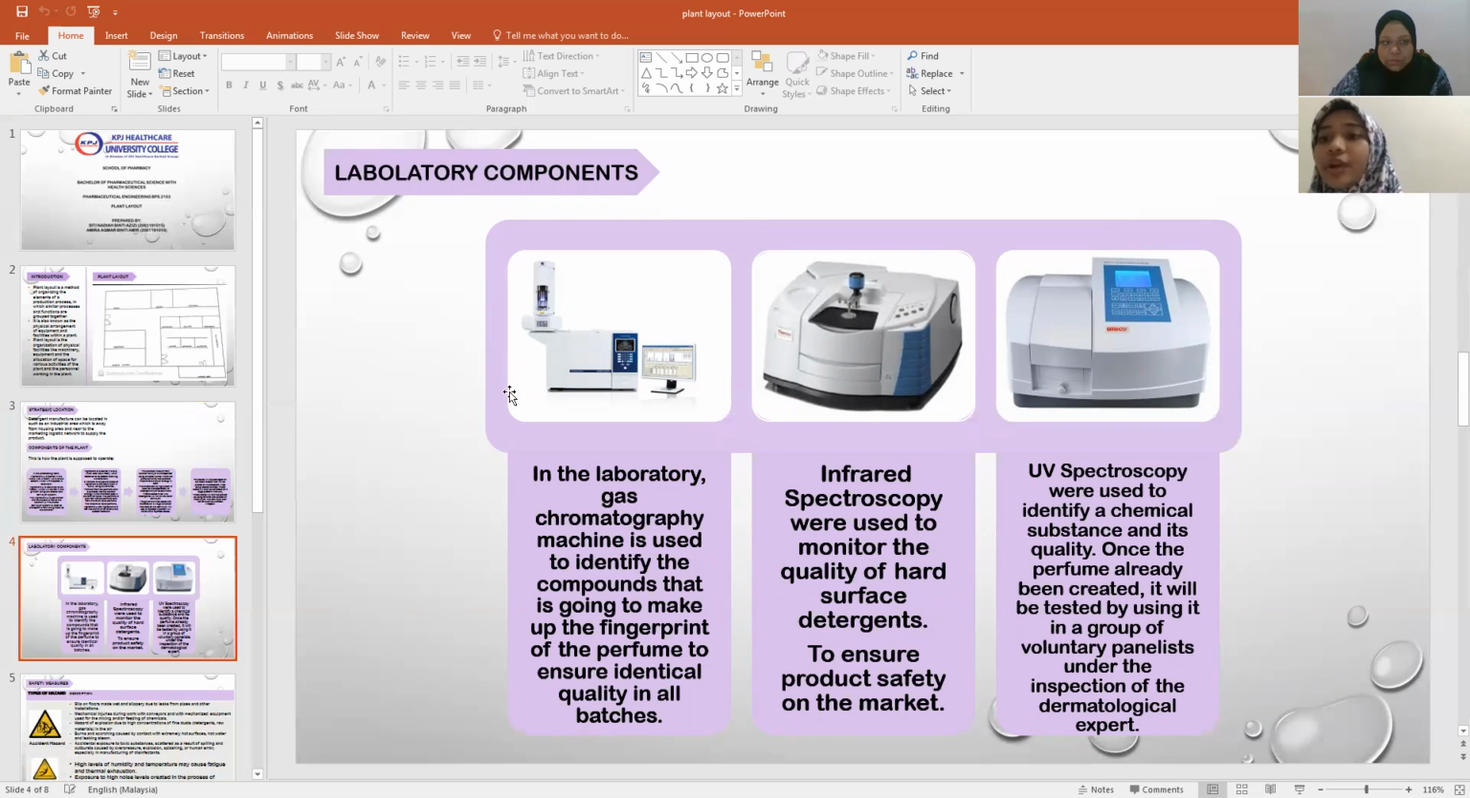And second is infrared spectroscopy, which is used to monitor the quality of hard surface detergents to ensure product safety on the market. And lastly, in the laboratory, we use UV spectroscopy, which is to identify a chemical substance and its quality. Once the perfume has been created, it will be tested by a group of voluntary panelists under the inspection of a dermatological expert. So I'll be passing on the presentation to Amira Akmal.